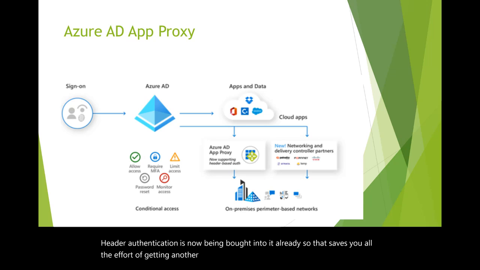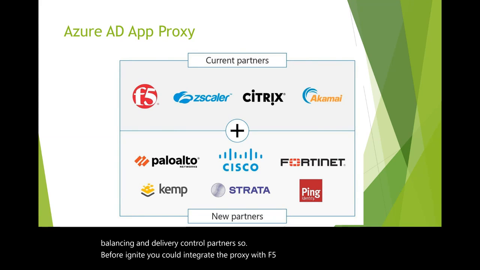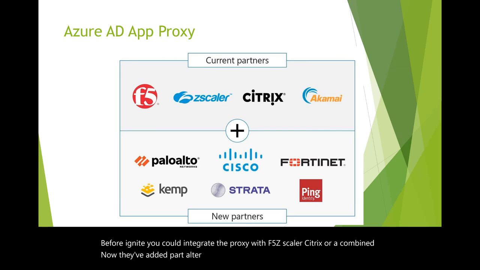They've also added a whole lot of load balancing and delivery control partners. Before Ignite, you could integrate the App Proxy with F5, Zscaler, Citrix, or Akamai. Now they've added Palo Alto, Ping, Cisco, and a whole lot more that feed into Azure App Proxy and give you a converged experience across everything.